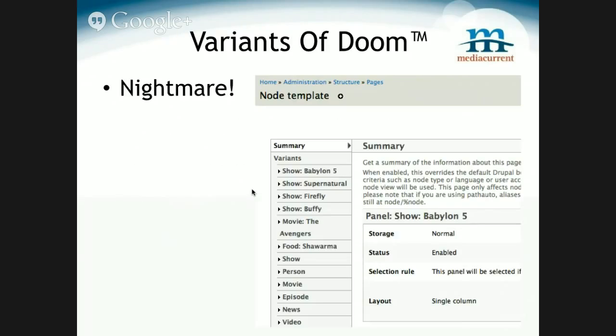There's a thing I showed where you could have different displays for different content types. You can extend that and then, say, have a different page for, in this case, television shows. So a different page for Babylon 5, a different page for Firefly, a different page for the Avengers. But you start running into problems. It gets cumbersome to deal with all of these.